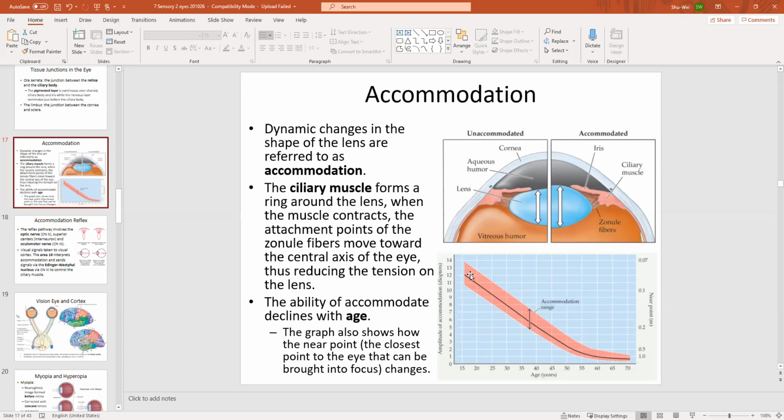The capability of this accommodation decreases with age. So here you can see that the range of that accommodation is larger when people are younger, like you guys. You have very good accommodation, and also your near vision is very near, so you can see something very near. Okay, and when people get older, that range gets smaller. Besides, their near points become further away. They cannot see clearly when the object is very near in an older person.